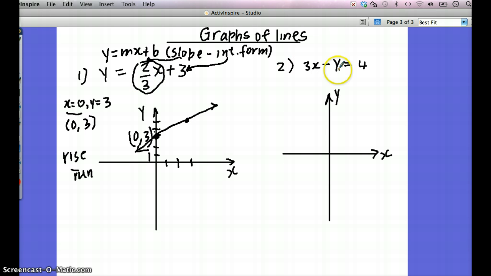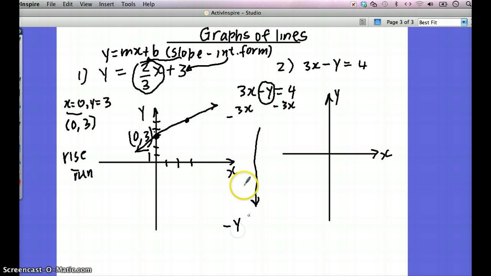Let's do another one. This one is not so simple because it's not in y equal to form, but we can put it in y equal to form by doing this. So what we're given, 3x minus y equals 4. To get it in y equal to form, we want to keep the y by itself. So what I'm going to do is subtract the 3x from both sides. When I do, let me drop it down here. I'm going to get negative y, because the 3x should be gone from that side, is equal to negative 3x on the right plus 4.